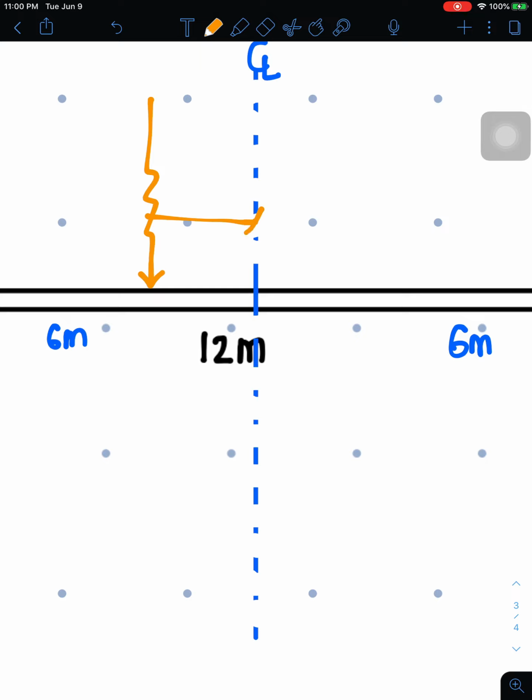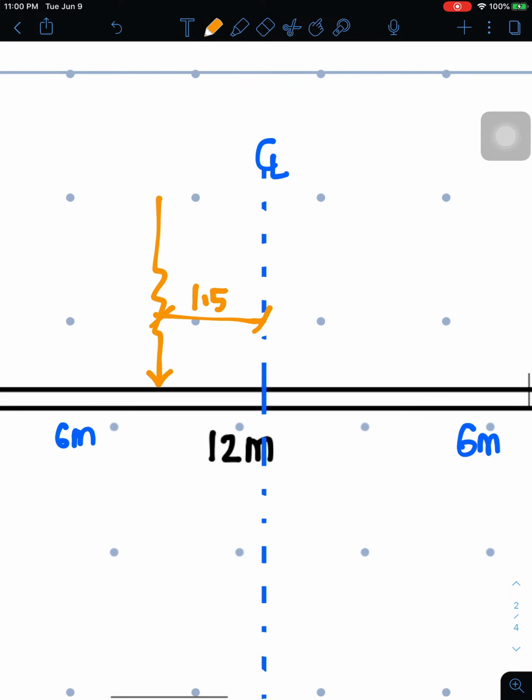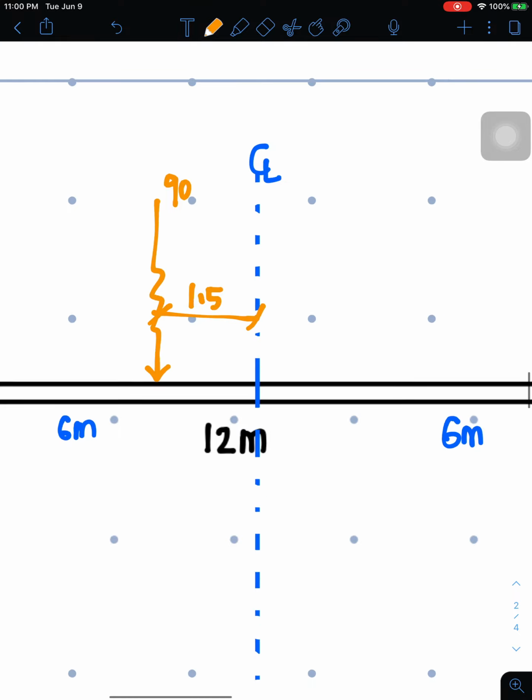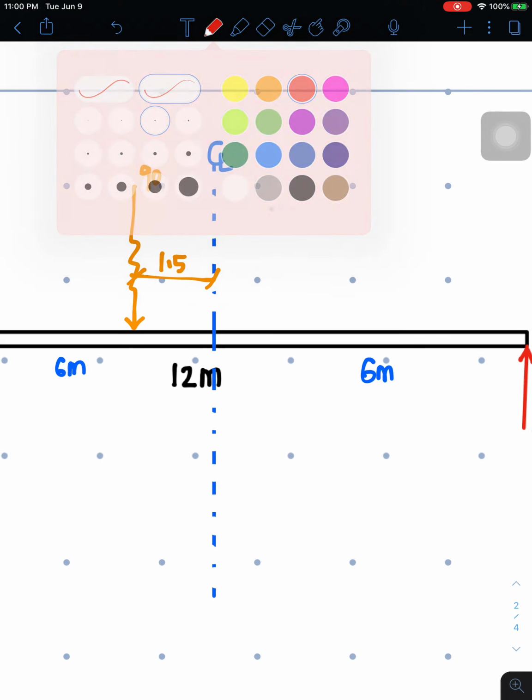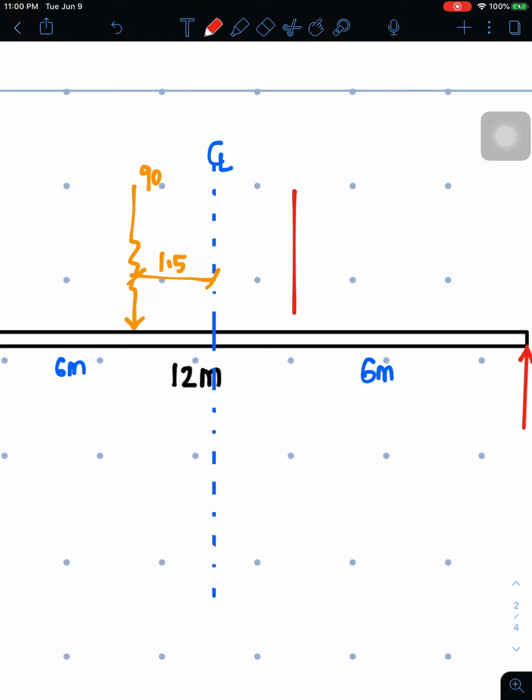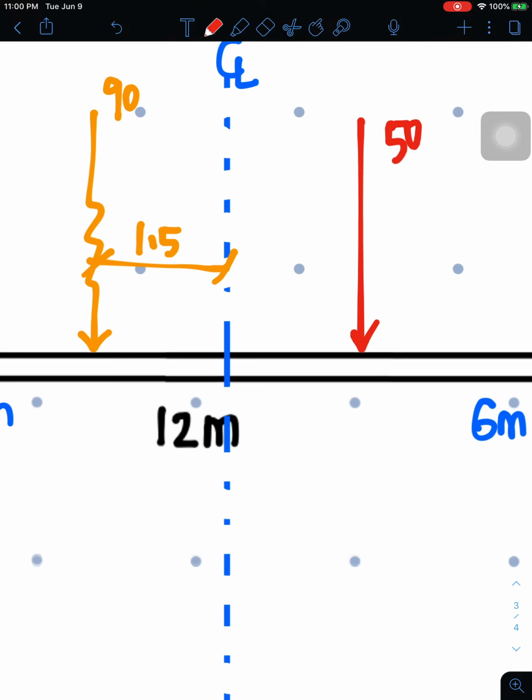This is 1.5, kay 3 meters man silang duha, ilahang distance between. And then I'll place here the 50, and then the distance also is 1.5.